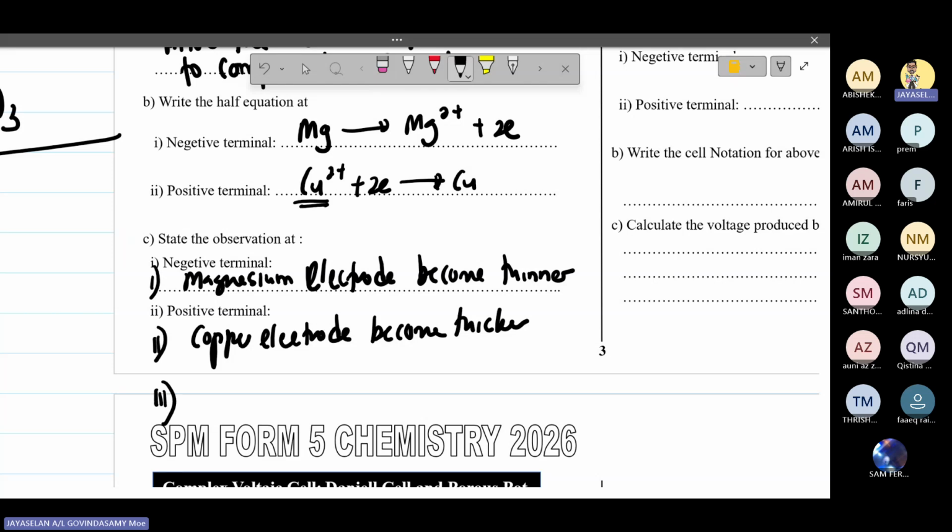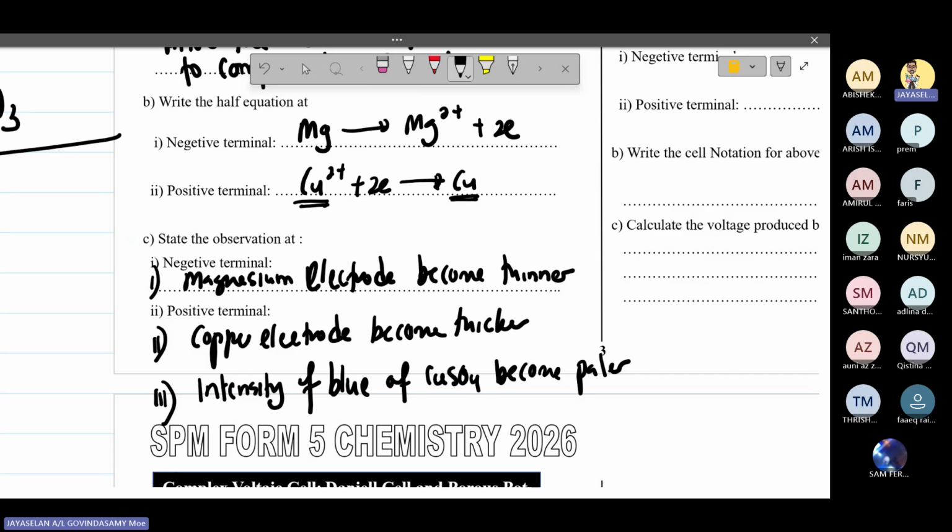One more observation. Katakan dikata nyatakan satu lagi observation selain daripada ni. Kamu tengok lot of blue color ion turn into brown color solid. So what happened to the intensity of blue color? Intensity of blue color of copper 2 sulfate solution menjadi pudar. Okay, so you must put become paler. 1 mark.